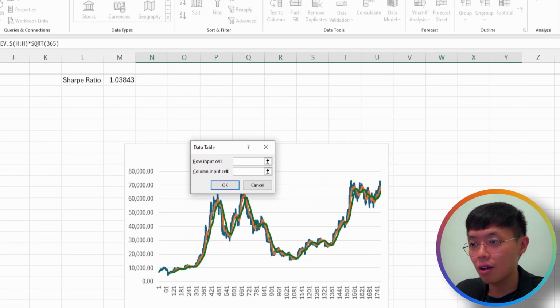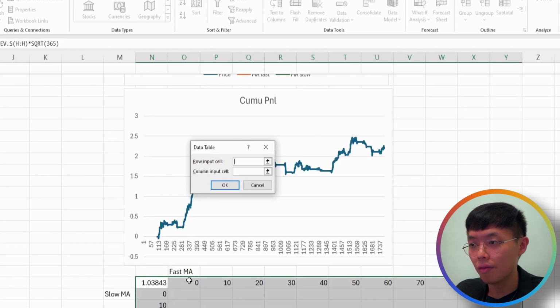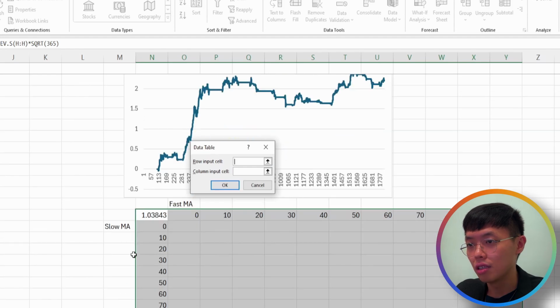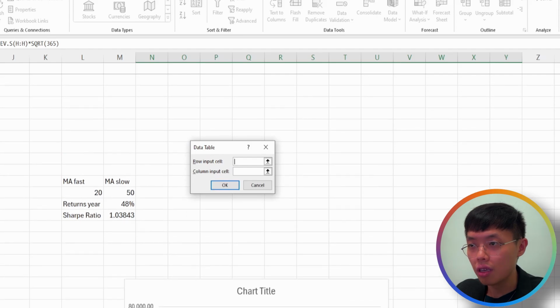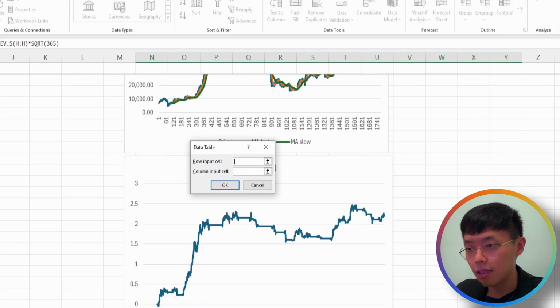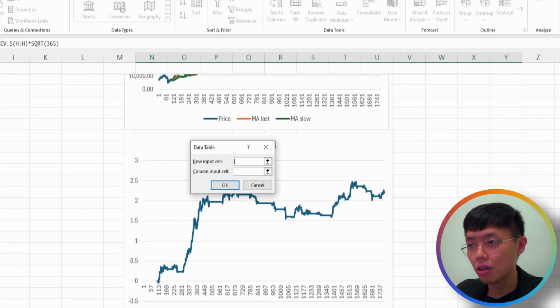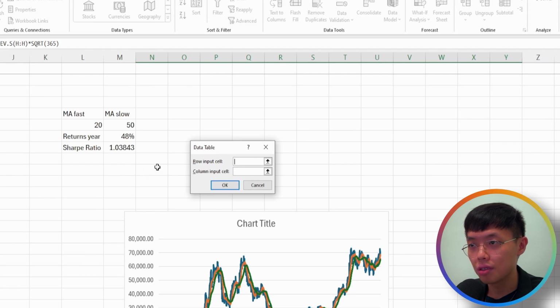So my cell, if you guys can see, will be my fast MA. My column will be my slow MA, right? The slow MA will have all the columns. The fast MA will be all the cell. So all the way here, again, okay, slow MA will be the column, fast MA will be the cell. So fast MA, I'll select, slow MA will be the column.